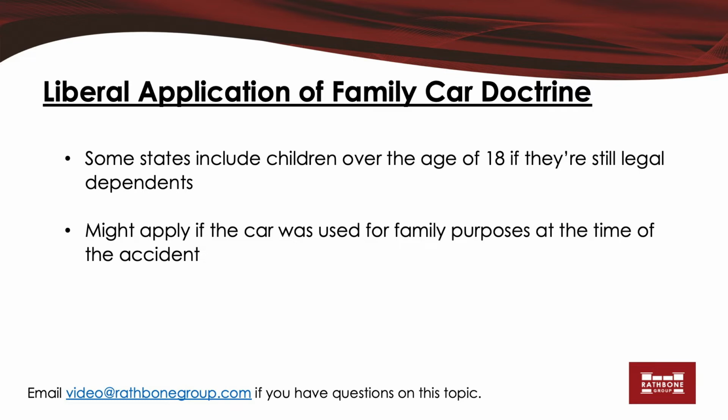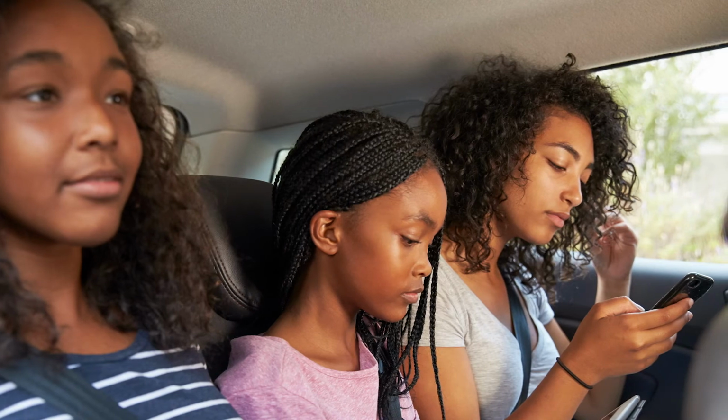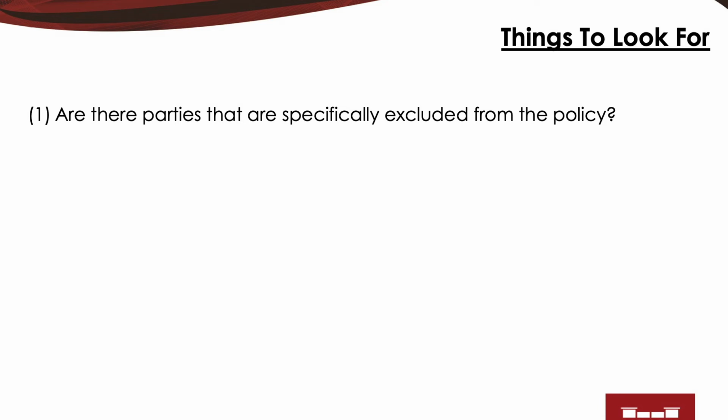Now, there are many policies that will limit this doctrine by making all the ages of household members be disclosed under the policy and potentially even listing drivers, especially teenagers, as excluded drivers under the policy. So if I was a claims adjuster investigating a vehicle loss, there's some things I would look for when trying to apply the Family Car Doctrine. One would be the policy language. Are there parties that are specifically excluded in that policy? And then that might make the Family Car Doctrine go away.